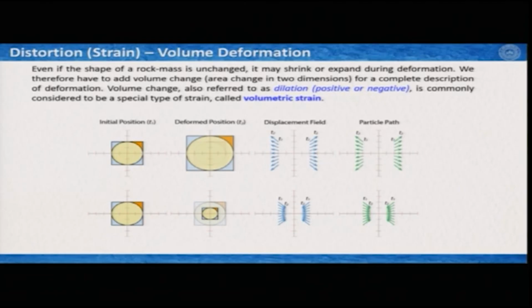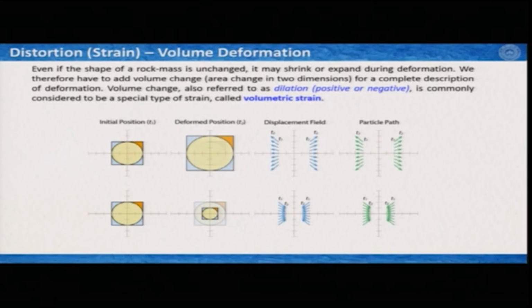So volume change is also referred to as dilation. If the volume increases, then we call it positive dilation or positive volume change, and if the volume decreases or shrinks, then it is negative dilation or negative volume change, and together it is referred to as volumetric strain.